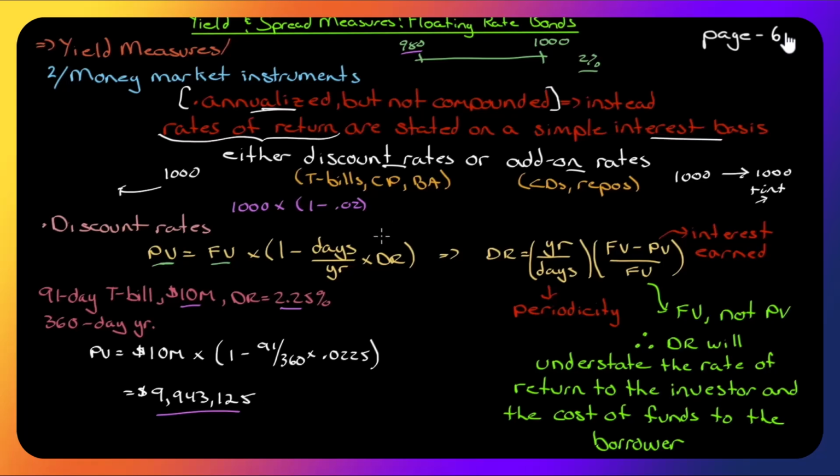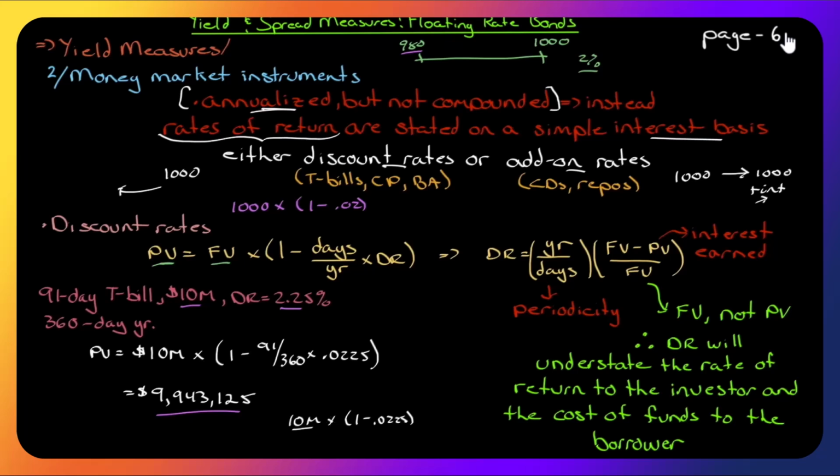Now, just to show you how easy this is, let's say this was not a 91-day T-bill. Let's say it was a 360-day T-bill, a 360-day year, quoted at a discount rate of 2.25. Well, this would be 360 over 360, which is 1. It would just be 10 million multiplied by 1 minus, well, it's not 2, 0.0225. It would just be 97.75% of whatever the 10 million is. We just discount it by 2.25%. That's why it's called the discount rate.